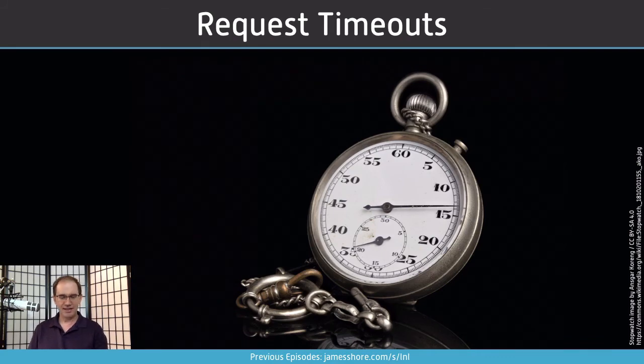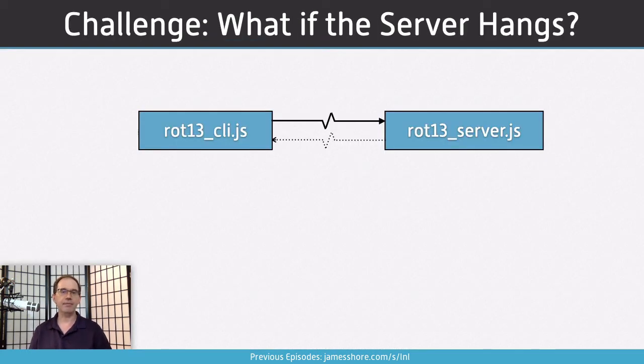All right, request timeouts. One of the ways that services can fail is by timing out. So in the last episode, which you can find at jamesshore.com/s/LNL, we created a microservice client application that runs from the command line, and it calls out to a service that does route 13 transformations. And we did really good error handling on that, but we did not handle the case where the server could just pick up the request and then never respond.